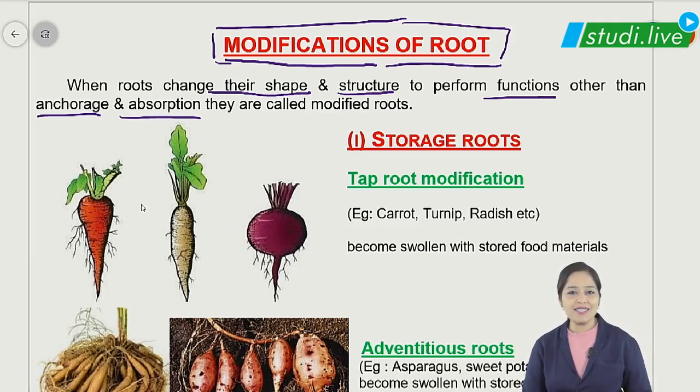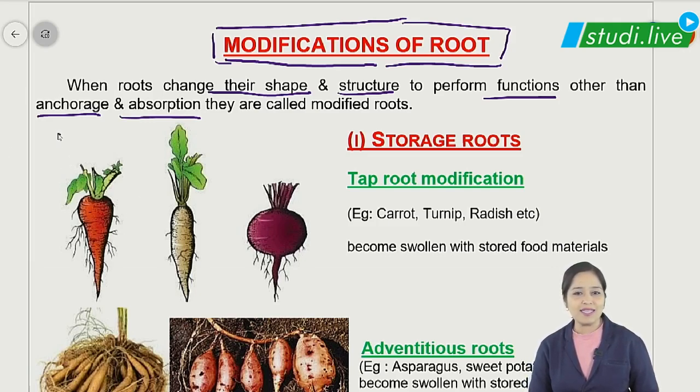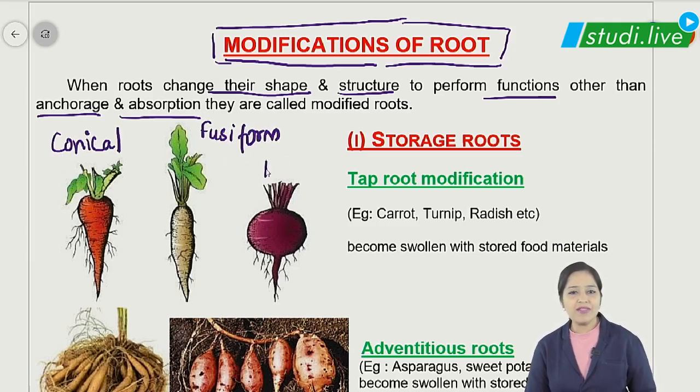So here we can see the storage root, in which we have the tap root. This is called conical, and the example is carrot. Then here we have what is known as fusiform, and the example is radish. And this is known as napiform, wherein the example we have is beetroot.